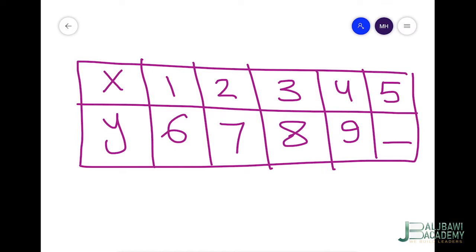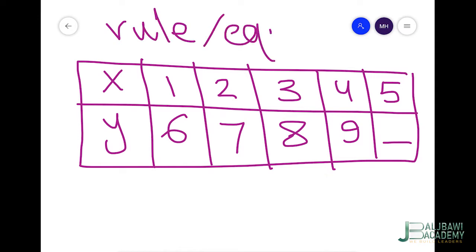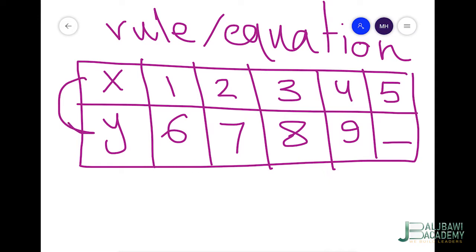Now in this question, I ask you to write the rule and the equation to fit the pattern in the table. What is the operation that relates x to y? The values of x to the values of y.